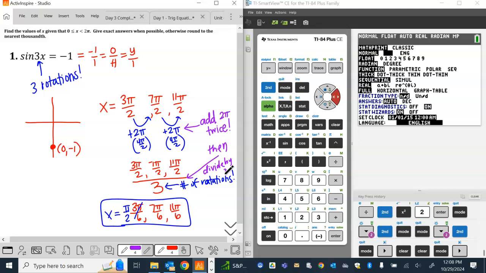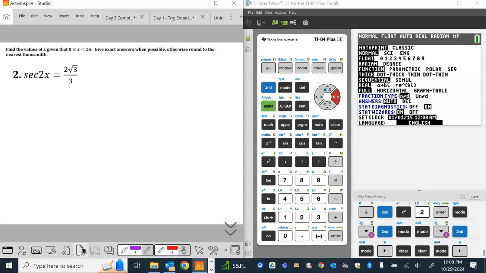Let's try a number. Secant 2x equals 2 root 3 over 3. So first, as I'm going to think about secant, this is going to be 2 rotations. Secant is h over a. Because 2 root 3 and 3 are not sides of a special right triangle, we're going to get it back to its original ratio. So this would be 2 times 3 over 3 root 3. These would cancel. So we have 2 over root 3. So that's as far as h over a. I want a hypotenuse of 2 and an adjacent side of root 3.